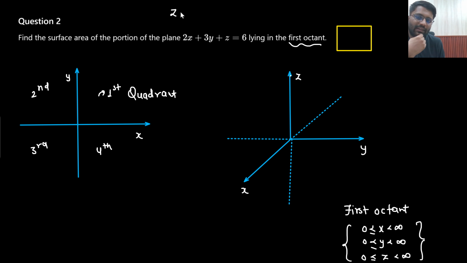As of now, what I need to care about is that z is given as a function of x comma y. Yes, it is given as a function of x comma y. So can I find out zx? Yes sir.